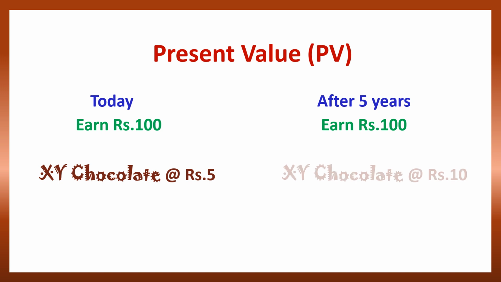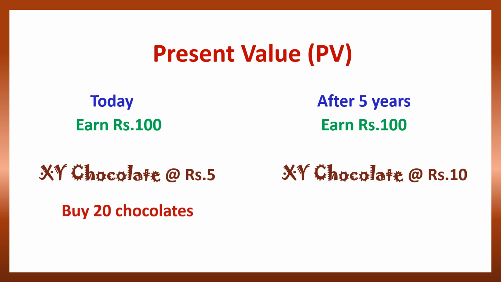So, if we have got a job now and we earn 100 rupees, with that 100 rupees, now we can buy 20 chocolates. But after 5 years, we are in the same job and we are earning the same 100 rupees. Then, with that 100 rupees, we may not be able to buy 20 chocolates. Then, we have to reduce the number of chocolates to 10. With the same 100 rupees, today we can buy 20 chocolates. After 5 years, we can buy only 10 chocolates. Just half. That means the value of money is decreasing.